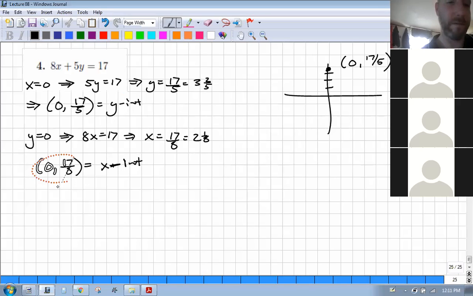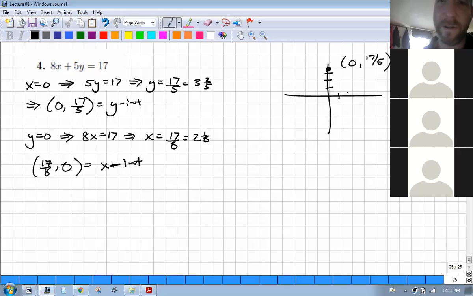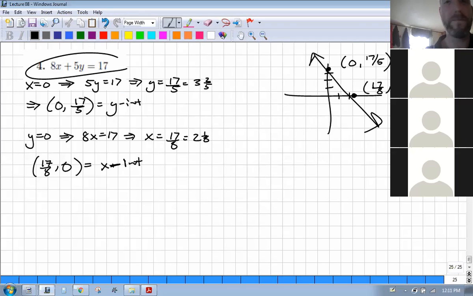Sorry, I did this backwards. x is 17/8 and y is 0. That's our x-intercept. So we go to the right, 17/8, which is 2 and a little bit. Don't go up or down. That's our x-intercept. So this line right here gives us all the solutions to this equation.